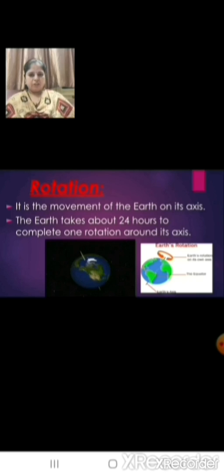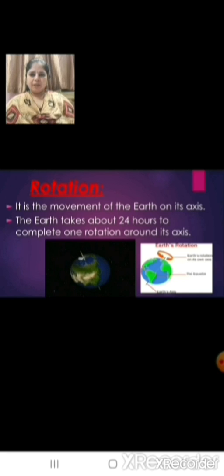What is rotation? Rotation is the movement of the earth on its axis. Do you know, children, that the earth takes about 24 hours to complete one rotation around its axis, and the earth rotates from west to east. What do you mean by axis? The imaginary line around which the earth rotates is called its axis.